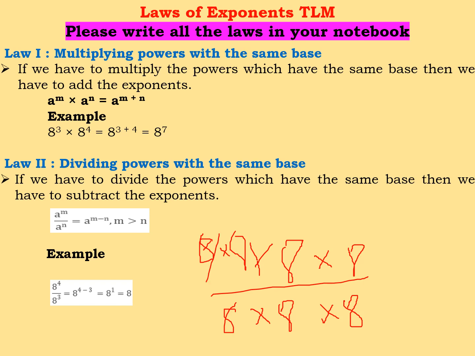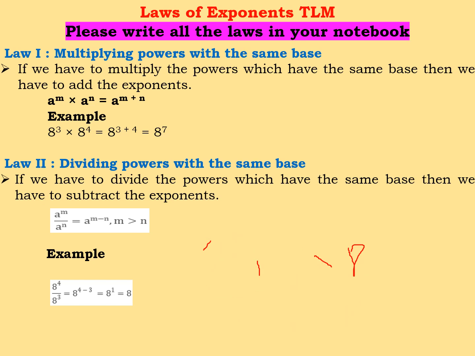So what we will do? Cancelling this a with this a, second a with second a, third a with third a. What is left is a single a. Clear? So that's how I was telling you. For multiplication also you can do the same way. You will see that it is coming as the sum of the powers.